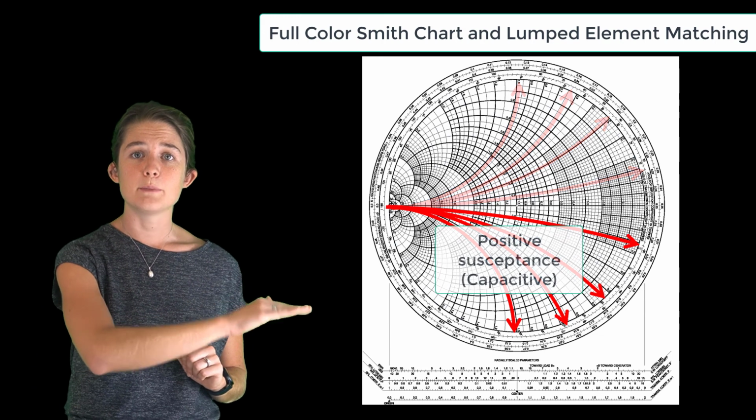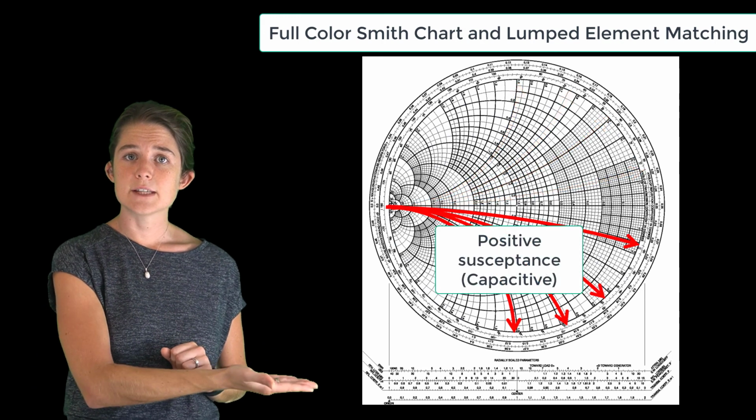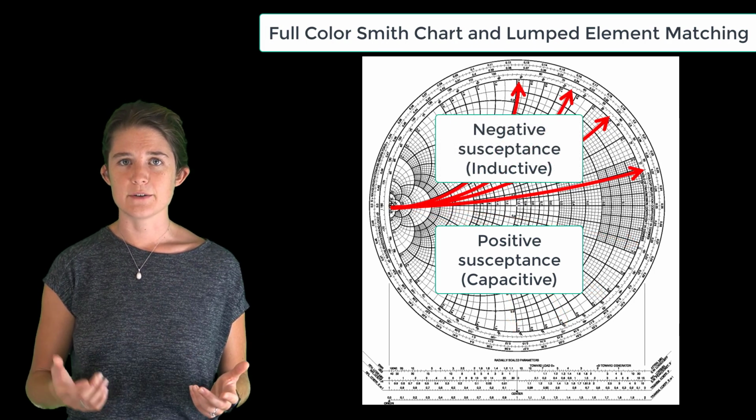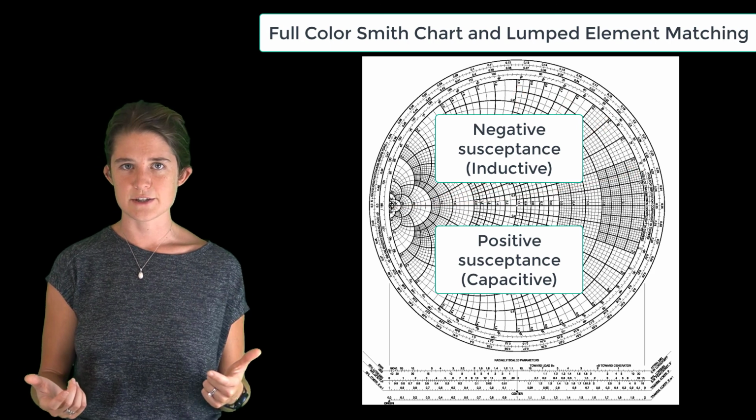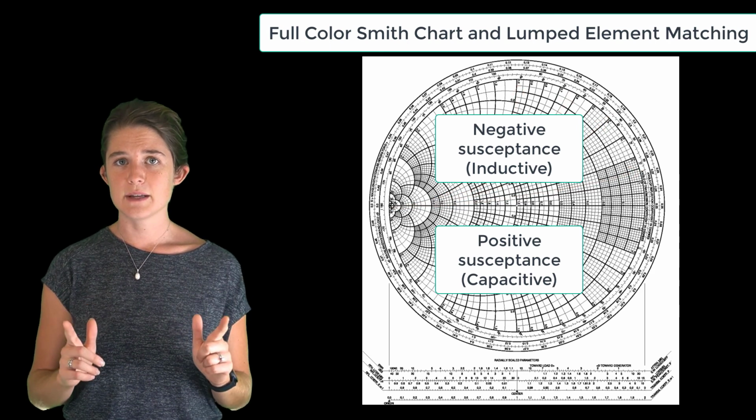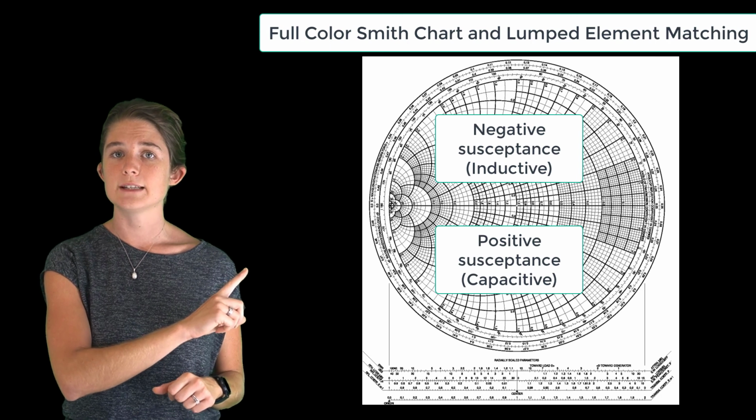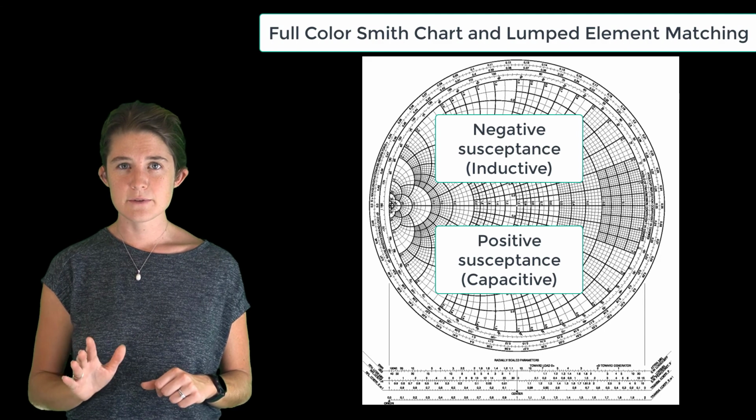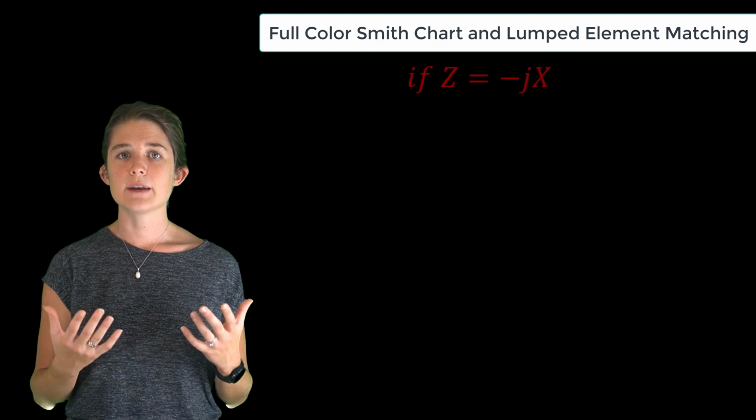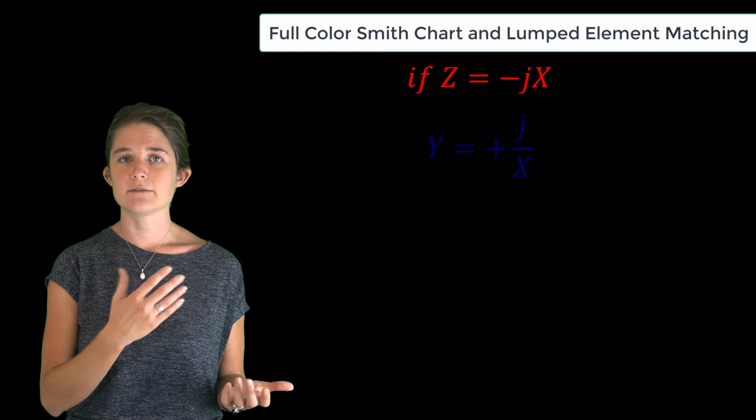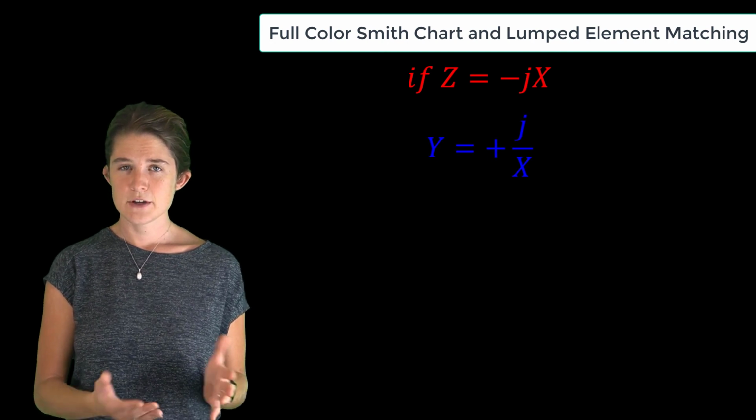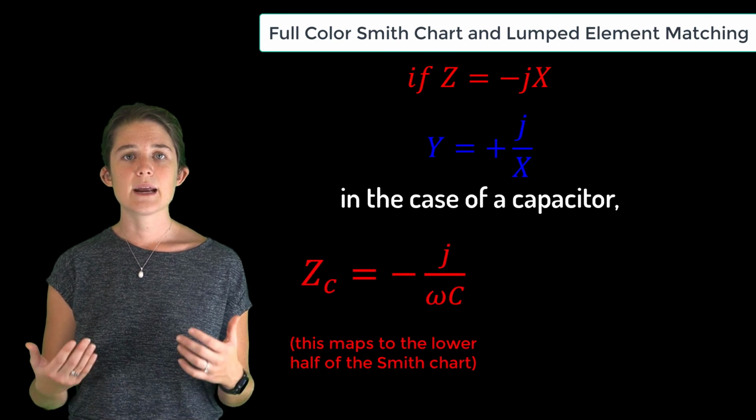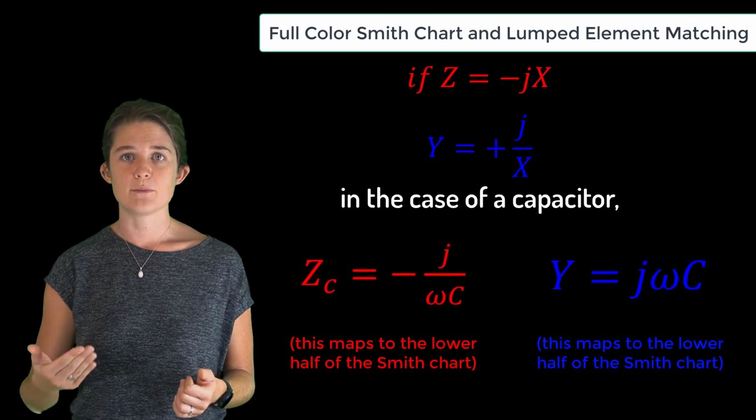Positive susceptances are graphed below the center line, and negative susceptances are graphed above the center line. This is the most important difference to keep in mind when using the admittance chart rather than the impedance chart. The imaginary part of admittance is plotted on the upper half if it is negative, and on the lower half if it is positive. The reason for this is pretty simple. A component with a negative reactance has a positive susceptance, and vice versa. So for instance, a capacitor has an impedance of negative j over omega C, but it has an admittance of positive j omega C.